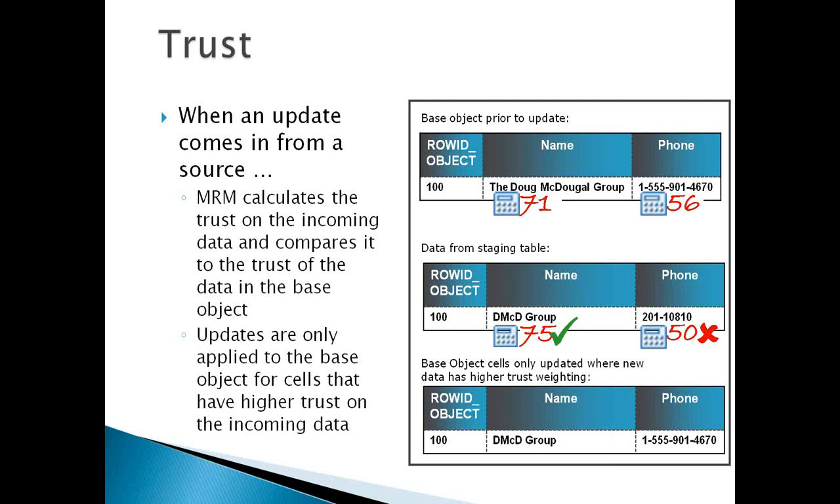So the xref table always maintains the latest data from a source system, but that might not be there at your base object level, because the base object level will only get it if it is more trusted. If it is less trusted, it will not go. So these are the two scenarios basically when the trust and the validation rules are applied.